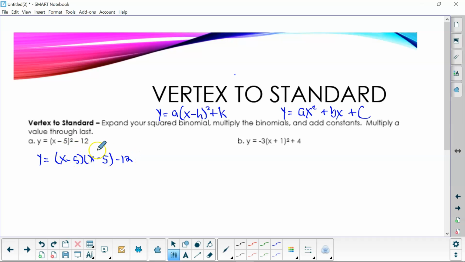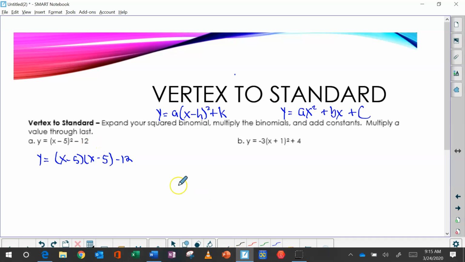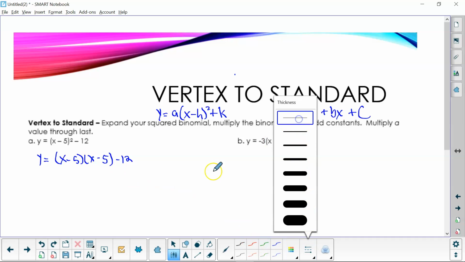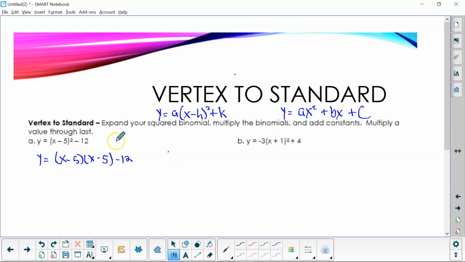And we're going to once again use FOIL to distribute the x minus 5 into the x minus 5 and go from there. So I'm going to change pen colors. So FOIL: first, outer, inner, last, and then I'll save dealing with the negative 12 at the end. So first times first would be x squared.